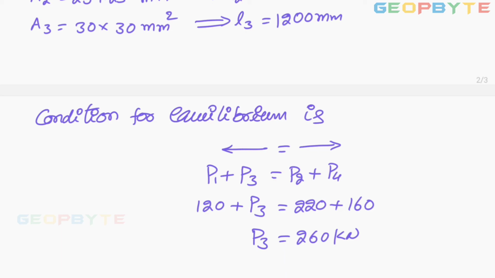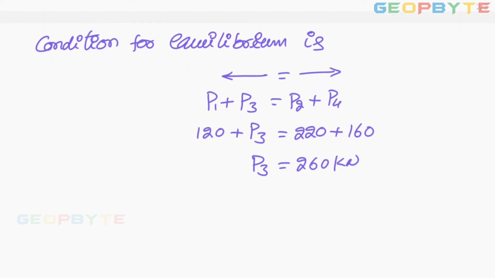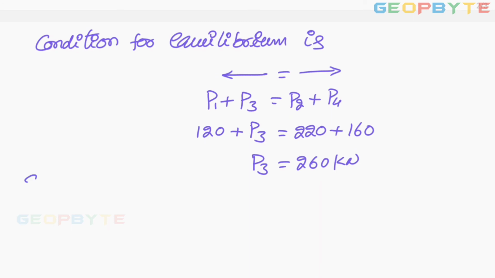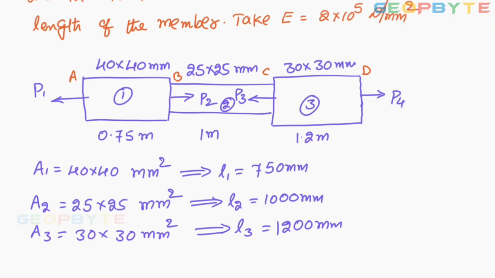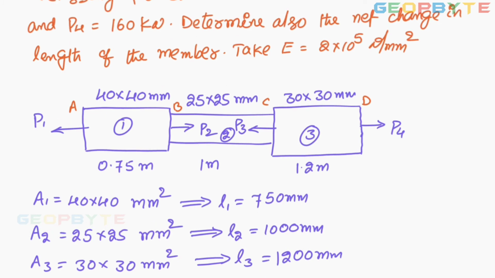Then let us find the change in length for each section. Let us take section 1 first. Let us look at section 1. This is section 1. With respect to section 1, P1 is acting towards left. P2 and P4 are acting towards right with respect to the right hand, whereas P3 is acting towards left.